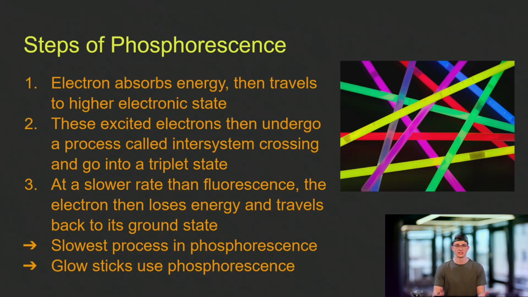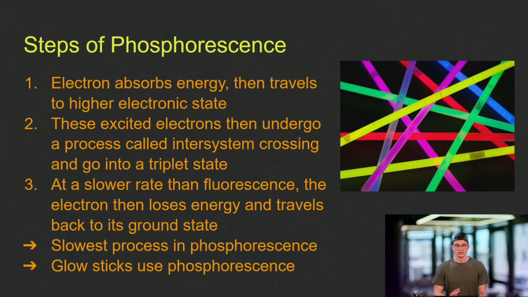So the steps of phosphorescence are very similar to fluorescence. So the electrons absorb energy the same way and travel to a higher electronic state like S1 or S2. And then these still go through vibrational relaxation. But then these electrons undergo a process called intersystem crossing, where they go into a triplet state and the electrons flip directions so they're parallel. And then at a slower rate than fluorescence, the electron loses energy by releasing a photon and travels back to the ground state. This is the slowest process in phosphorescence.